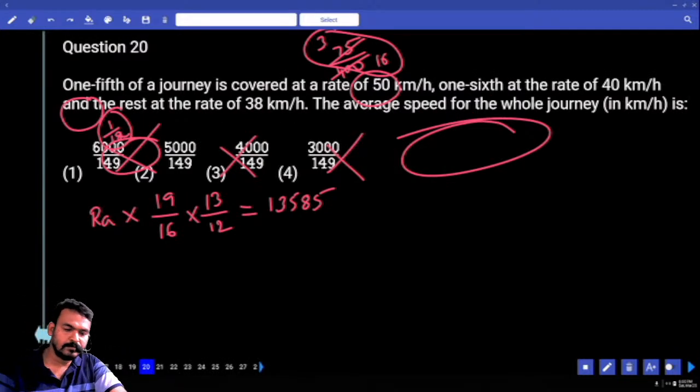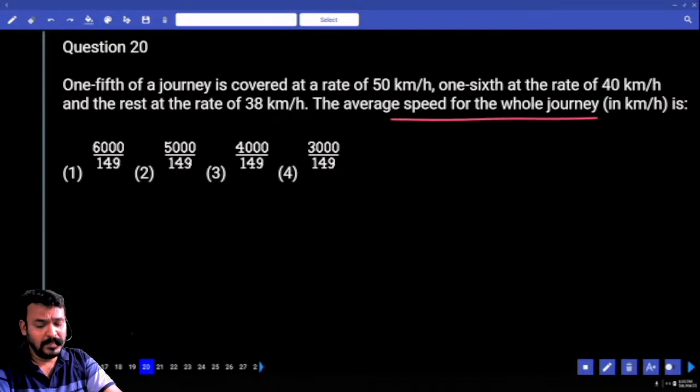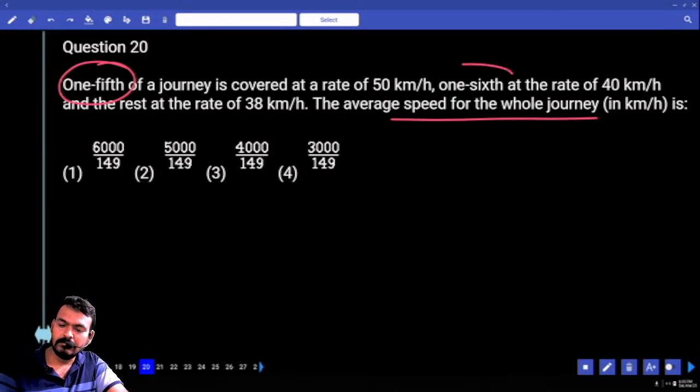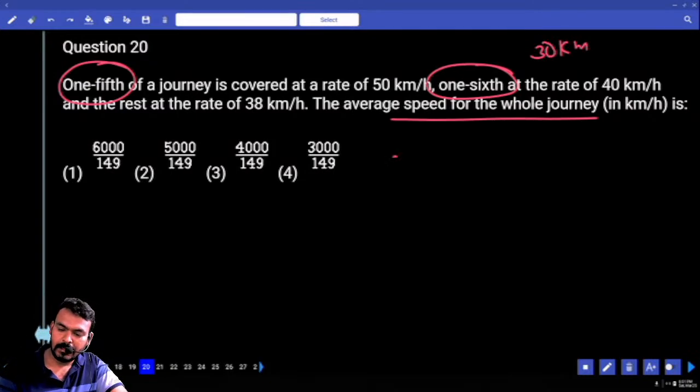Next, question number 20. 1/5 of a journey is covered at a rate of 50 km per hour, 1/6 at the rate of 40 km per hour, and the rest at the rate of 38 km per hour. Find the average speed of the whole journey. Average speed means total distance by total time. What is the first case fraction? 1/5 distance. Second one 1/6. What is the LCM of 1 by 5 and 1 by 6? LCM is 30. Suppose I consider the total distance as 30 kilometers. 1/5 means 6 kilometers, and 1/6 means 5 kilometers.